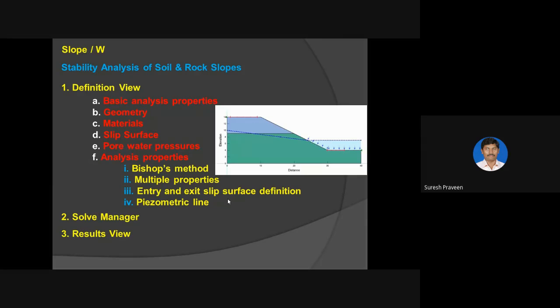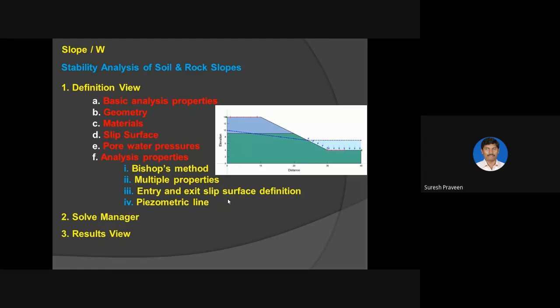Coming to the solve manager, we use it to solve the numerical analysis. We are giving the properties of the soil and how the groundwater table varies from upstream to downstream. By giving these physical parameters, we analyze the total problem in the numerical analysis. And from the result point of view, we interpret the solved analysis in the result view. So these things generally happen in the analysis part.